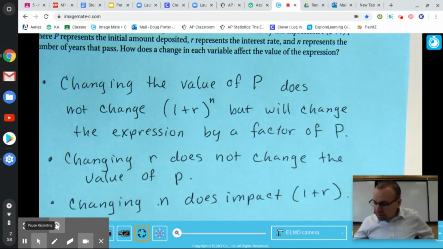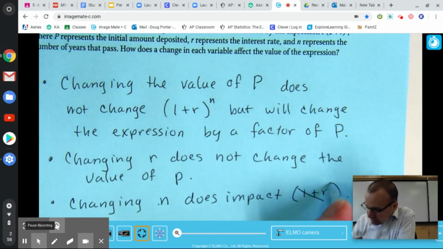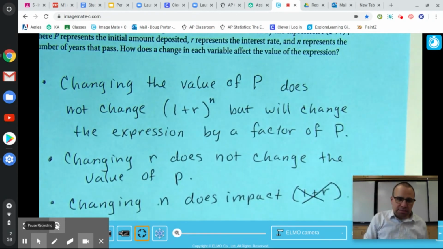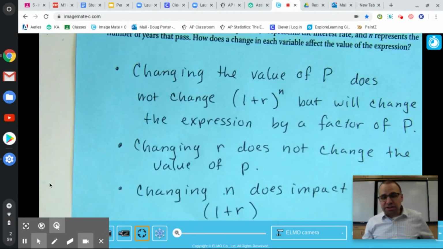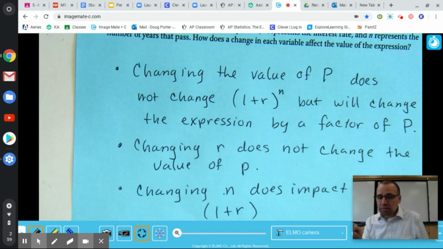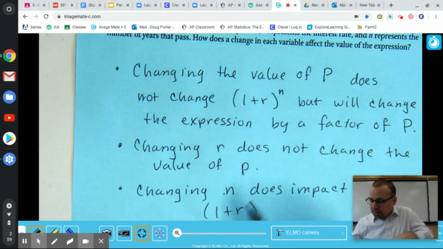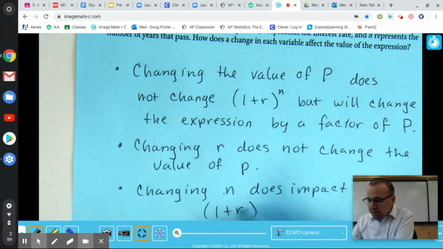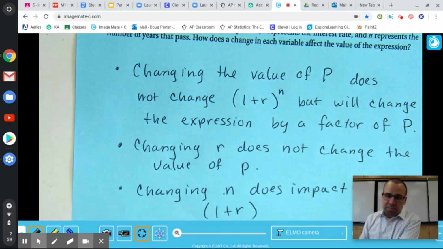does not impact, sorry, r. Changing n does impact 1 plus r because you're raising it to the n power, and it's how many times this gets multiplied by itself.